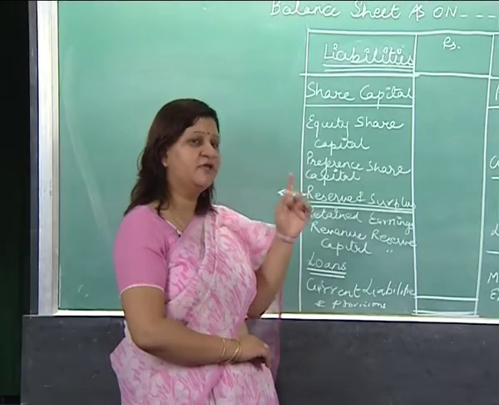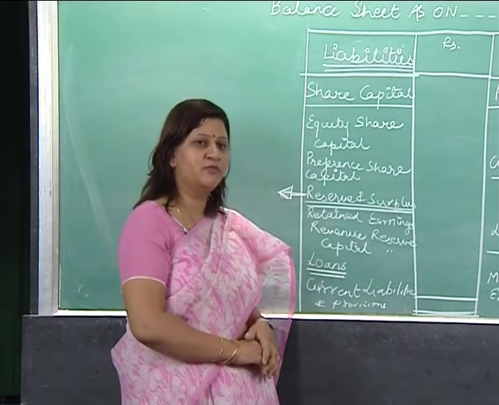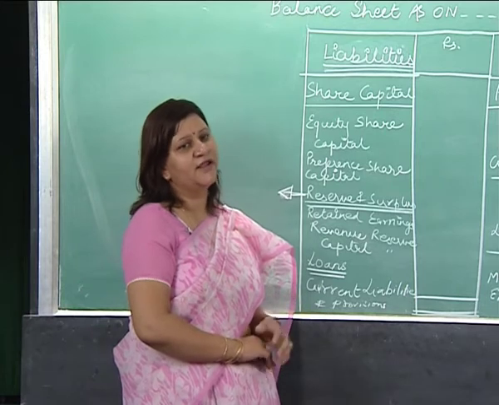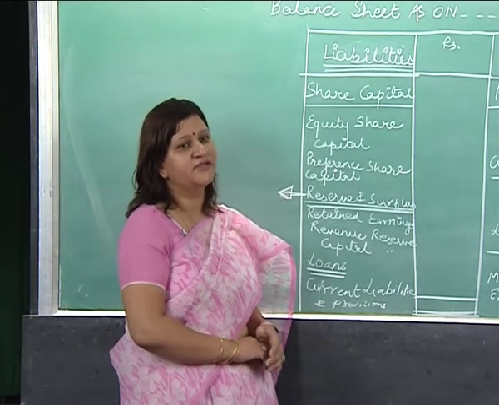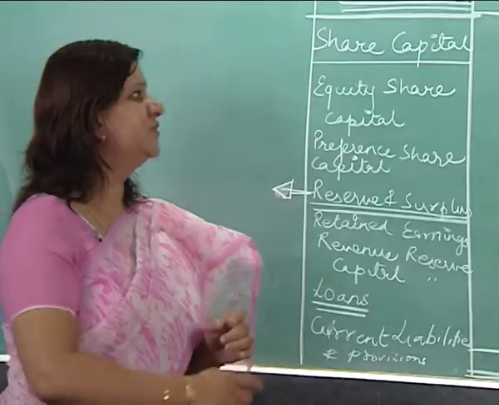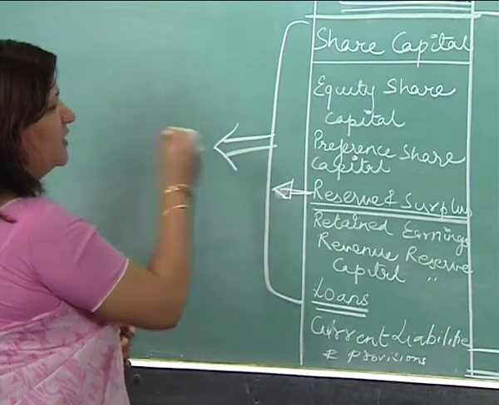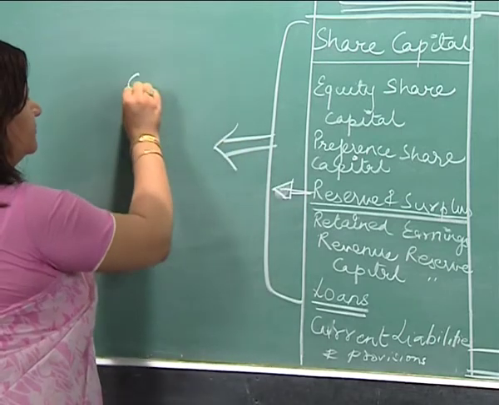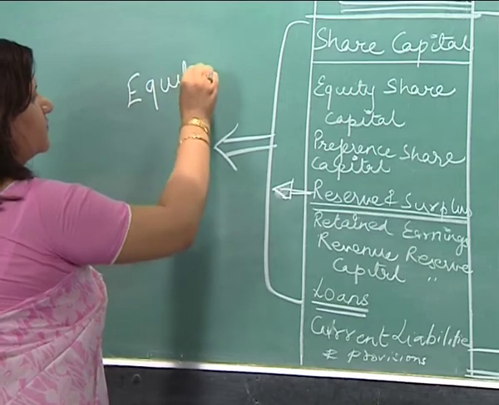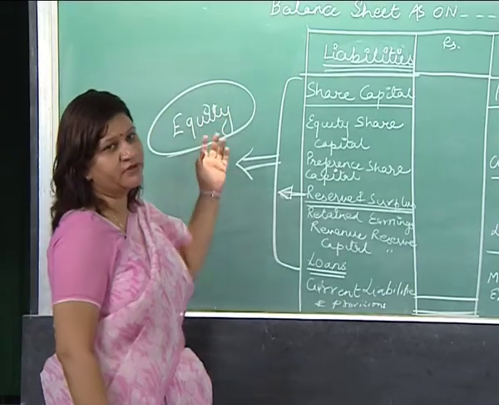So together equity share capital, reserves and surplus and long term loans will form the net worth of the company, or we can say they are the equity of the company. So these three are called equity also.